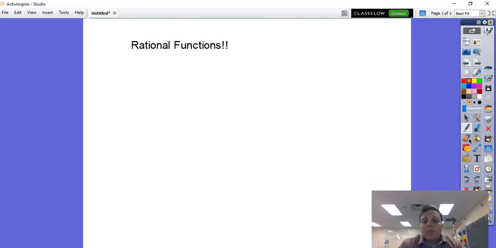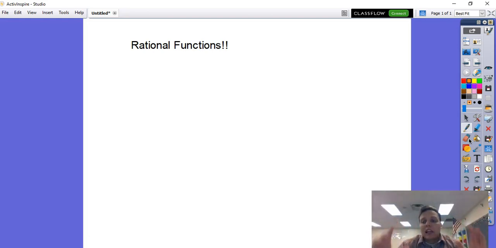Hey guys, today we're going to begin the rational function. Yesterday you went over something called variation. You learned about direct and indirect, also called inverse, variation. The rational function is basically taking inverse or indirect variation and expounding on it completely.